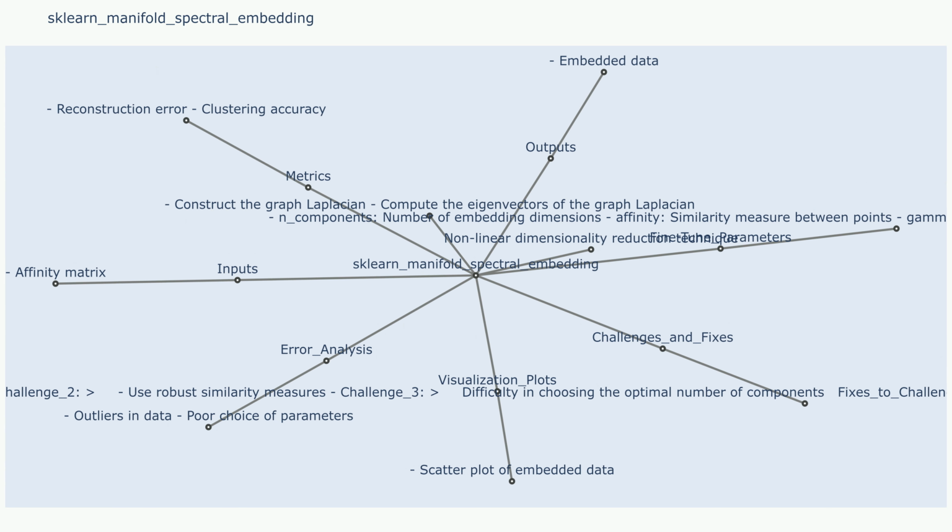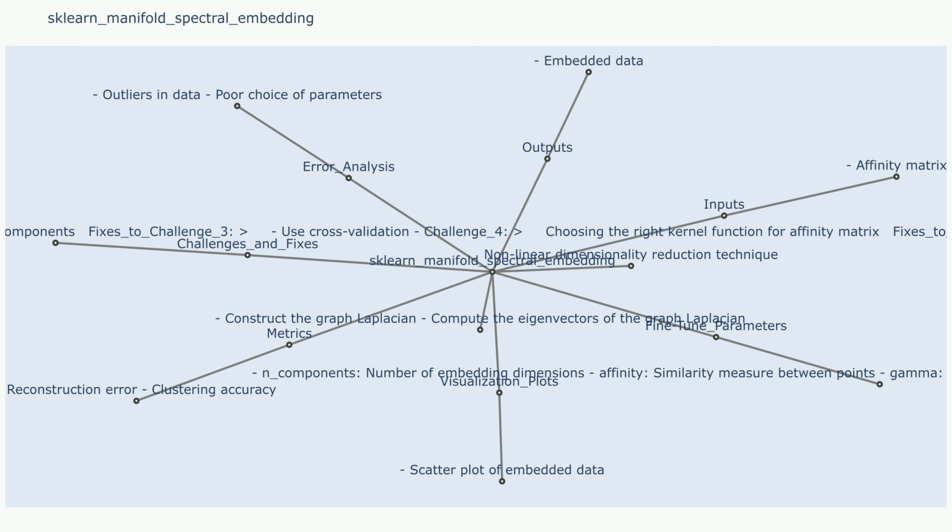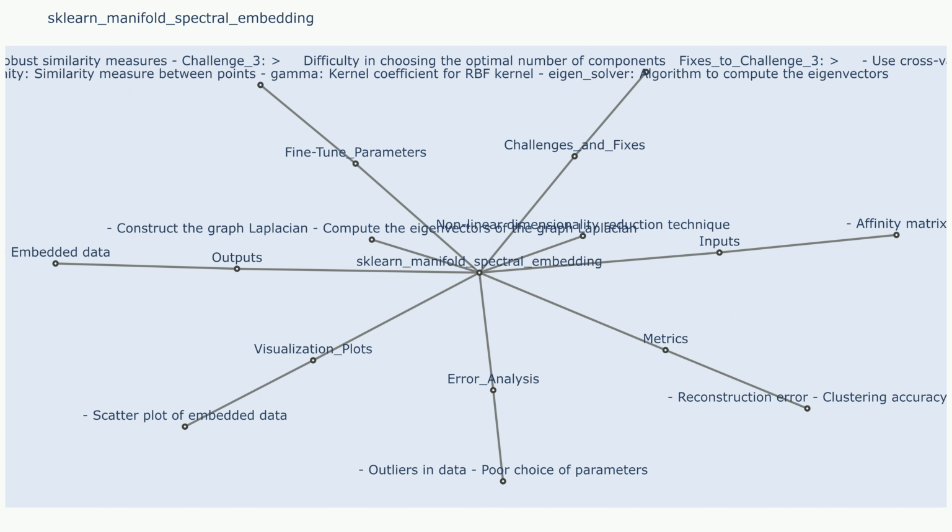Inputs. Affinity. This represents the similarity between data points. It can be provided directly as a matrix or computed based on the data using various methods. Nearest neighbors constructs a k-nearest neighbors graph. RBF uses a radial basis function kernel, where the similarity decreases exponentially with distance. Precomputed takes a precomputed similarity matrix. N components, the number of dimensions to reduce the data to.